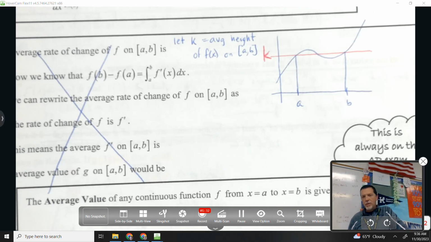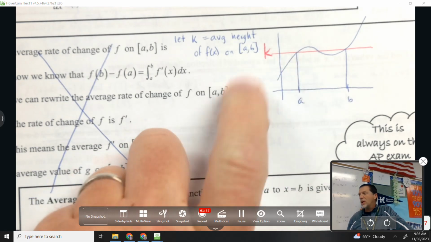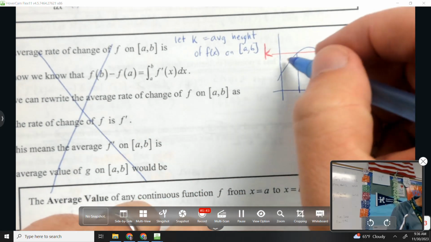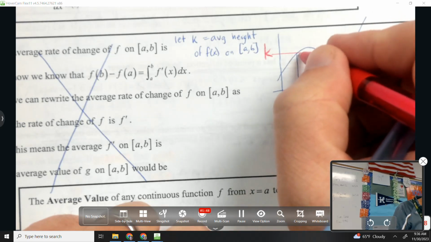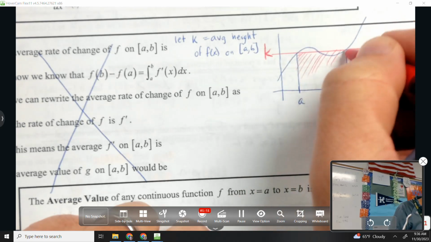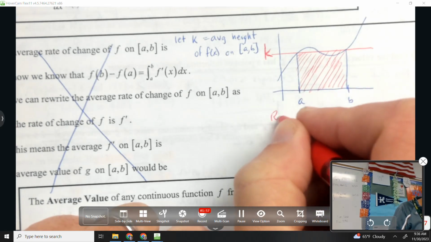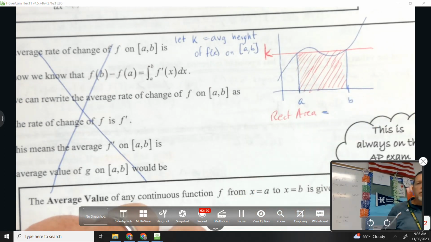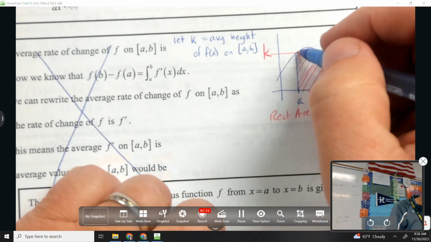And our job is to come up with a way to figure out, well, what exactly is k? That's a fair enough eyeball approximation, but is there a way to get exactly what that is? To make that k exact, here's where the formula is going to come from: we want equal areas. We want the area under just the line y equals k, that rectangle area, to equal the area under the curve.